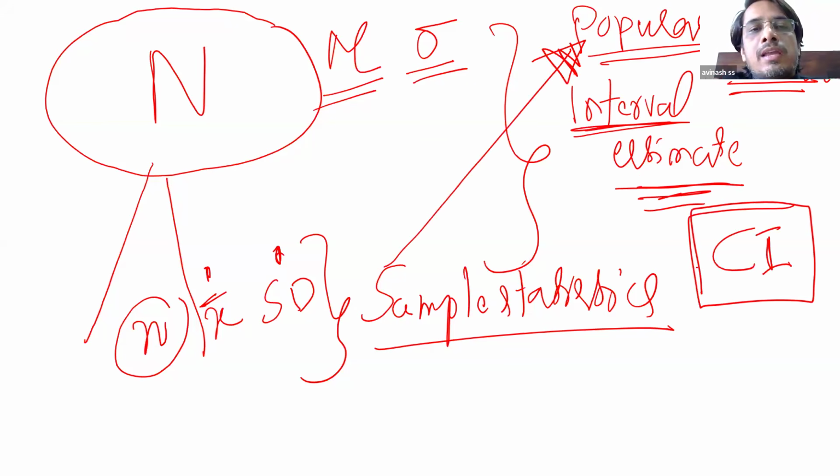We can calculate the confidence interval not only for the mean, but also for the mean difference, the hazard ratio, relative risk, or any proportions. We'll come back to that later. Right, so that is the idea we are discussing.